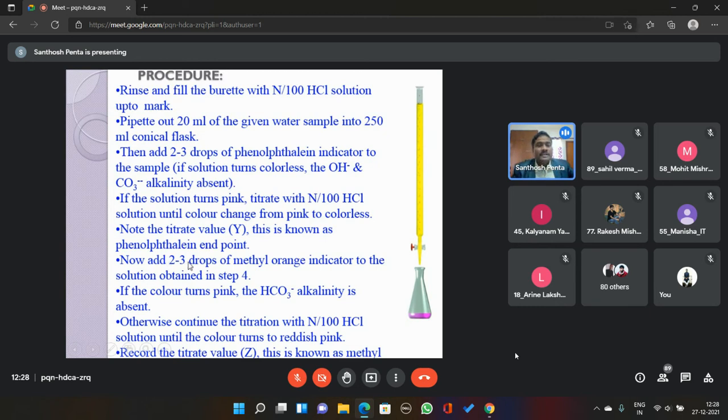Now add 2 or 3 drops of methyl orange indicator to the solution obtained in step 4, that means to the same solution. The pink color was converted to colorless. To the colorless solution, add 1 or 2 drops of methyl orange indicator. If the solution turns pink, then bicarbonate ions are absent. If the solution turns yellow, then continue the titration from the same reading. Then record the value of Z, to turn reddish pink. So this is the procedure.